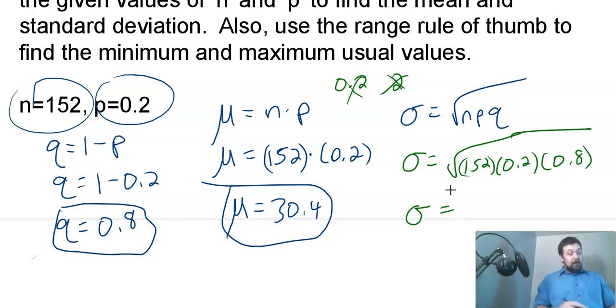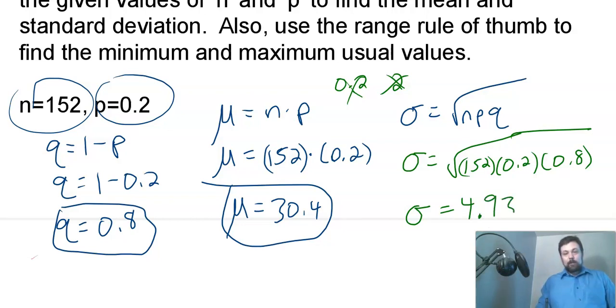So plug that into your calculator, right? We have 152 times 0.2 times 0.8. And then don't forget, take the square root of that result. And you could have probably typed that in all at once without having to do it separately. But I like to do the multiplication first, then apply the square root. And I'm getting, I'll just go 2 decimal places.